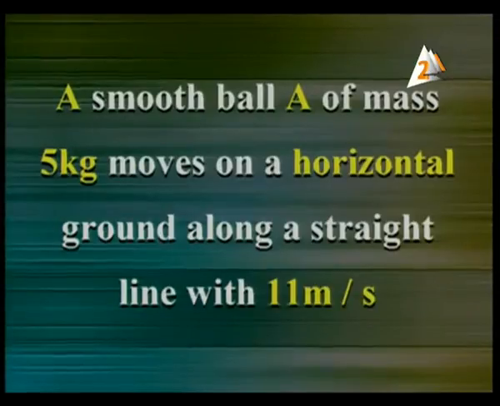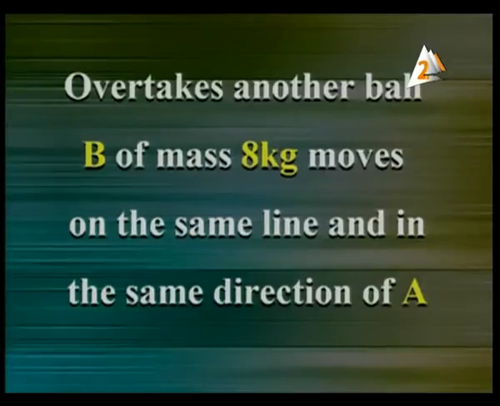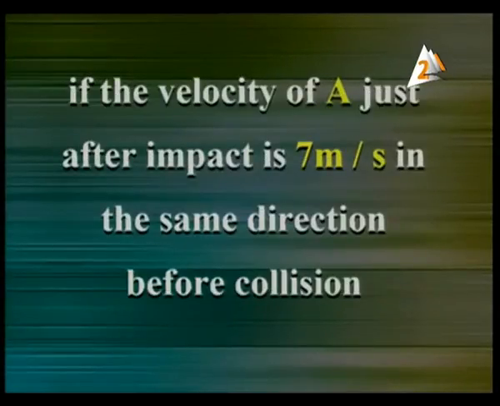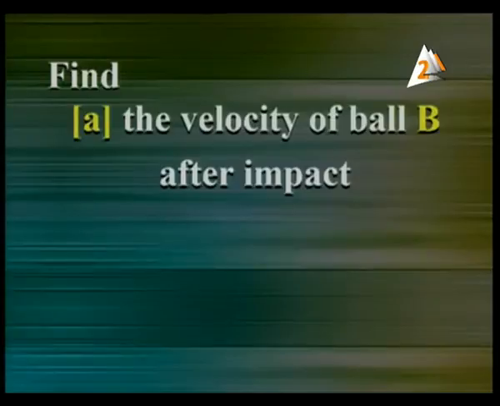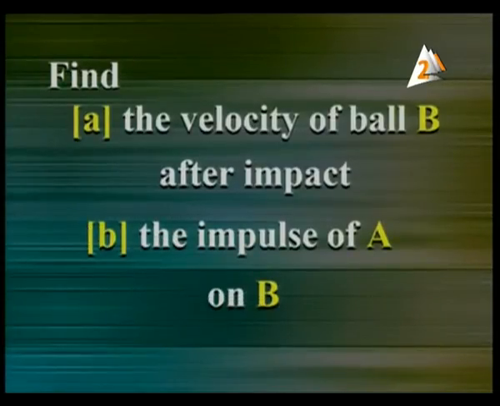A smooth ball A of mass 5 kg moves on a horizontal ground along a straight line with 11 meters per second. It overtakes another ball B of mass 8 kilogram, moving on the same line and in the same direction as A. If the velocity of A just after impact is 7 meters per second in the same direction as before collision, find number A, the velocity of the ball B after impact, number B, the impulse of A on B.